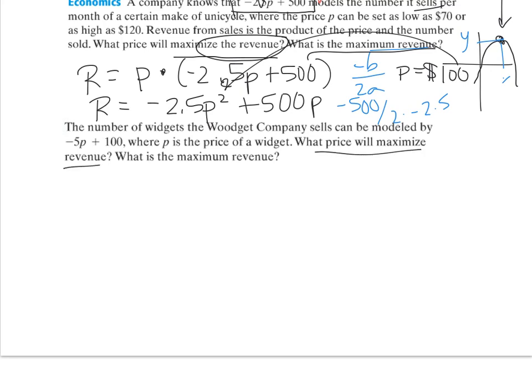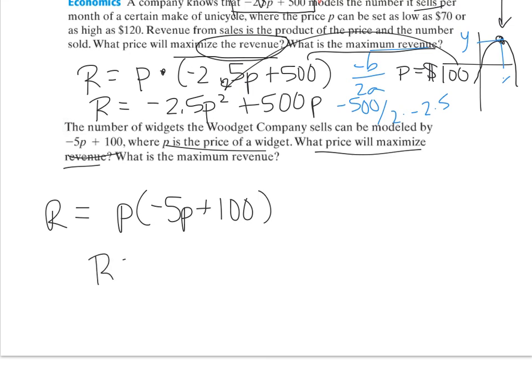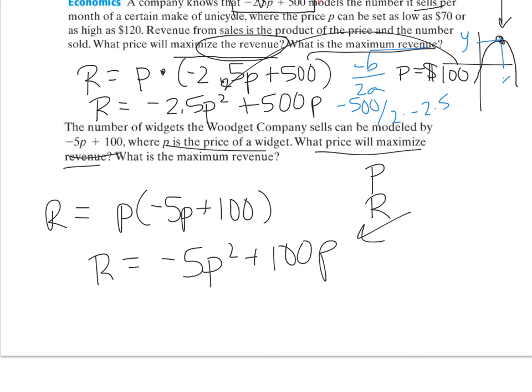What price will maximize the revenue? So we have P is the price of the widget, and this is the number of widgets sold, so you're going to do P times negative 5P plus 100 is equal to R. So R equals negative 5P squared plus 100P. I want you to figure out what the vertex is of this, what is the vertex of the P value, which is the same thing as x, and then plug P back in to get the revenue. So you're going to have an ordered pair.